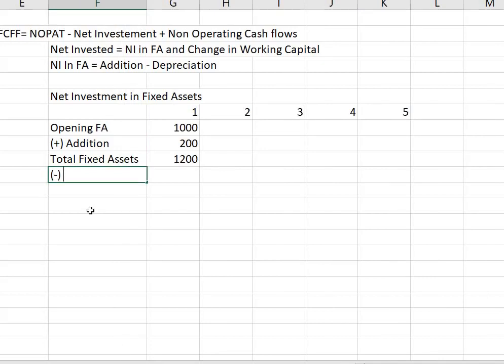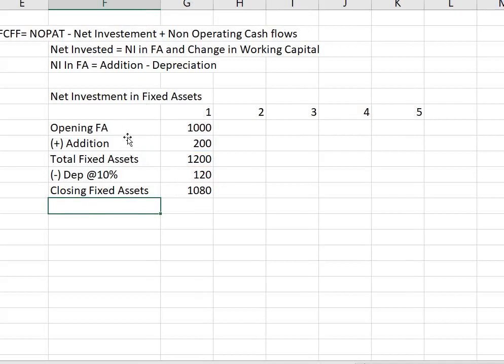My depreciation is at the rate of 10% per annum. So on this amount I will be calculating depreciation at the rate of 10%, that is 120, and this becomes my closing fixed assets, that is 1200 minus 120 comes out to be 1080.